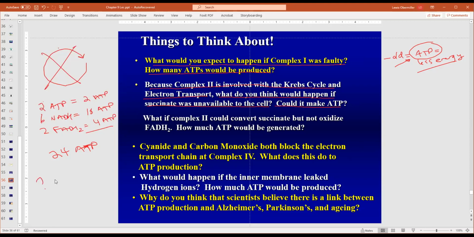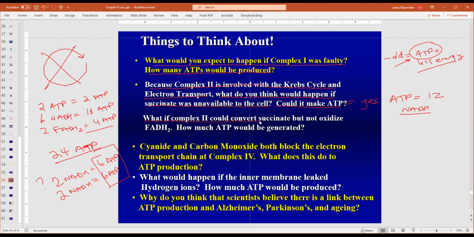Or 12, sorry. Remember, we get 2 NADH from glycolysis. We get 2 NADH from turning pyruvate into acetyl-CoA. So that gives us, each one of these is worth 6 ATP, and so those are the 12. The answer is yes, it could make ATP. We would get 12, from the NADHs that were made not in the Krebs cycle, but other places.